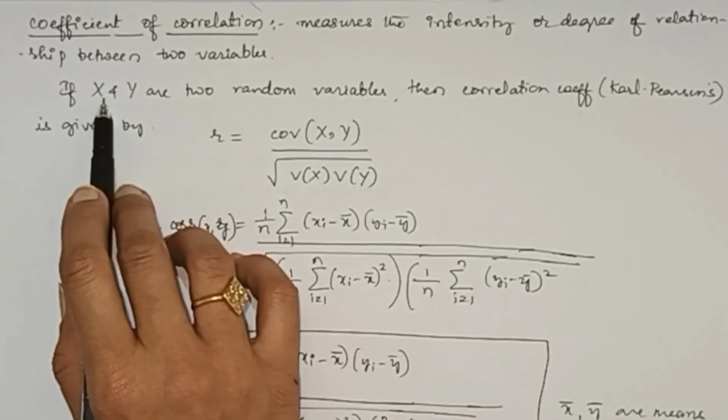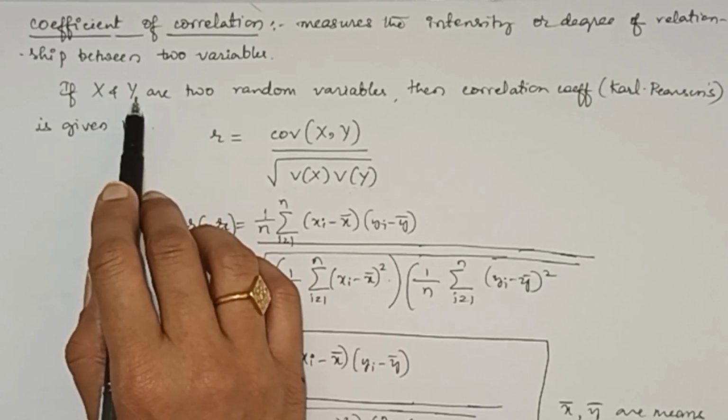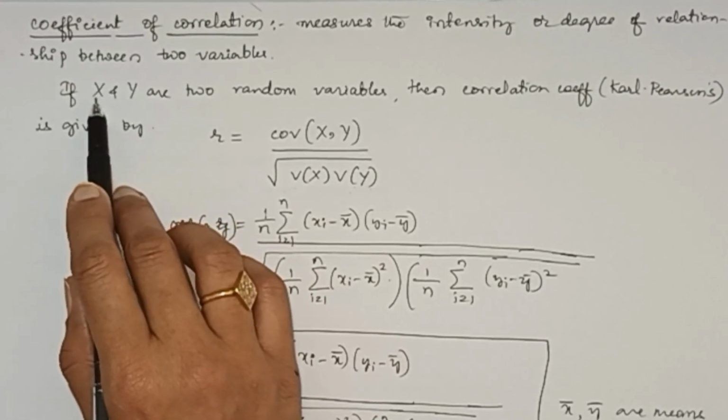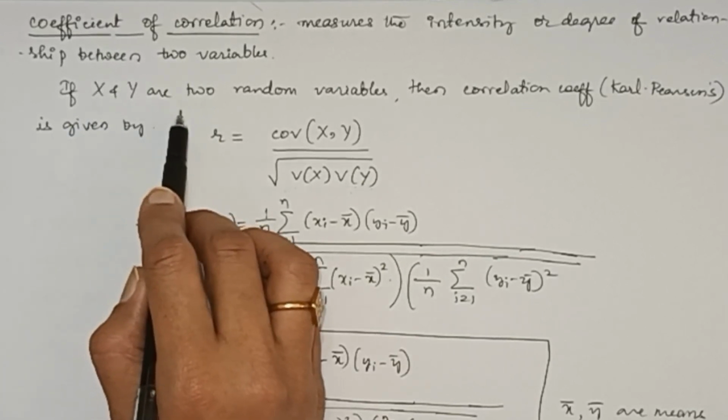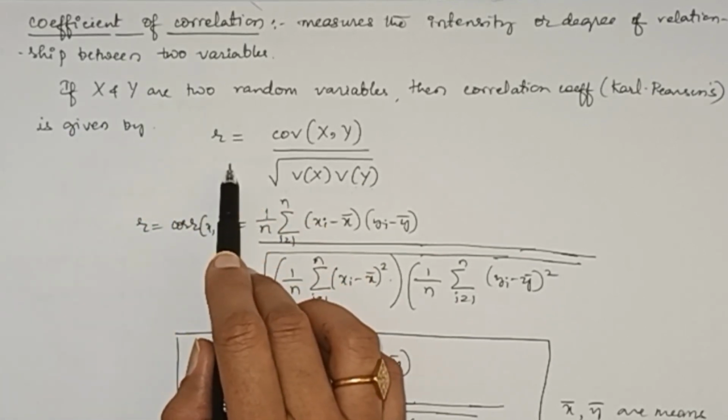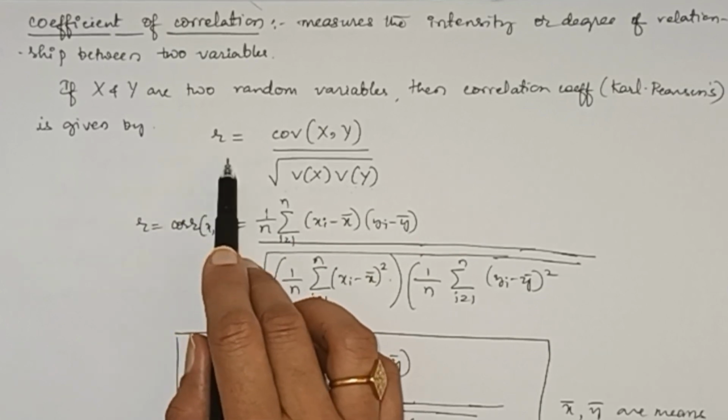There are two random variables x and y, two series of data x and y, with the observations x1, x2, and so on up to xn. Here the observations are y1, y2, and so on up to yn. So this is the formula to get the correlation coefficient.